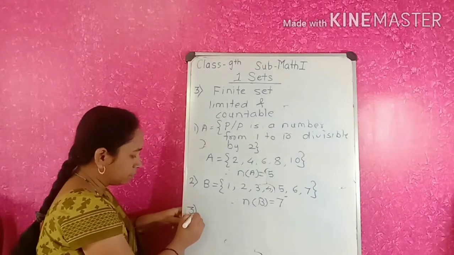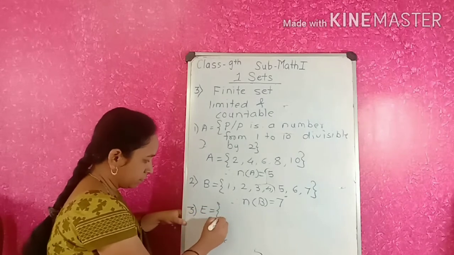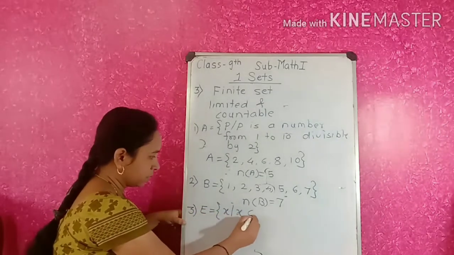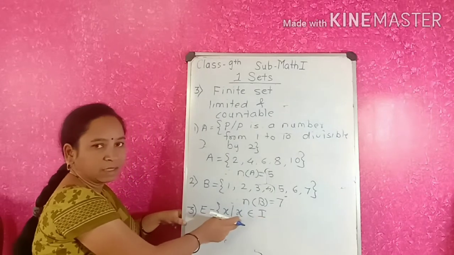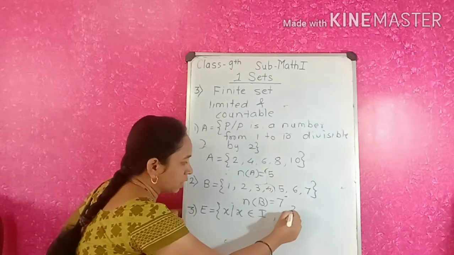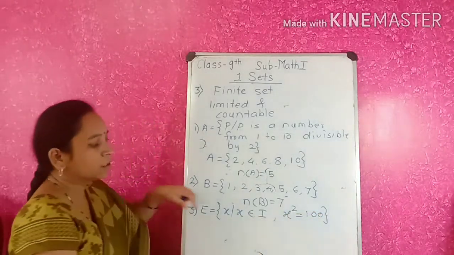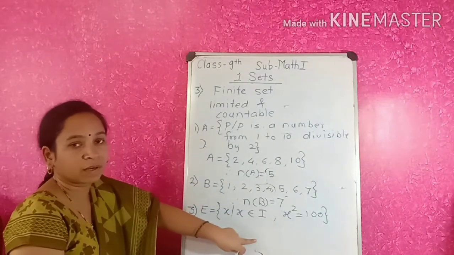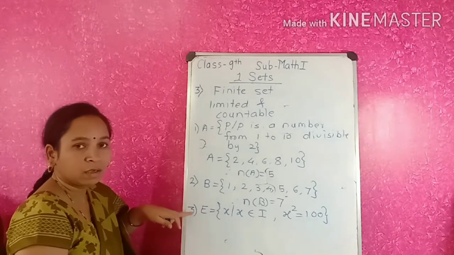Third example, E set. x belongs to integer, which means it may be positive or negative. x square is equal to 100. Now here they did not give you the value of x. Here we have to find out the value of x, and we will find out what the elements in the E set are.